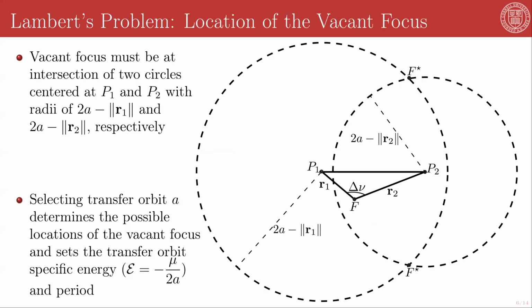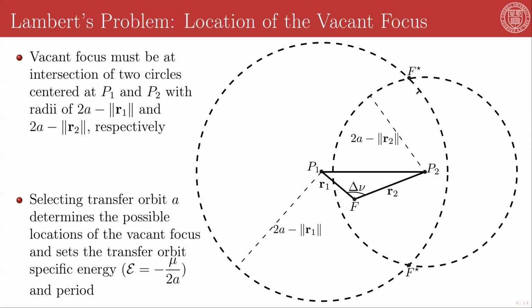Graphically, this looks as follows. Here is our original setup. Here is the circle centered on P2, whose radius is 2A minus the norm of R2. And here's the circle centered at P1, whose radius is 2A minus the norm of R1. And again, A here is the semi-major axis of your transfer.